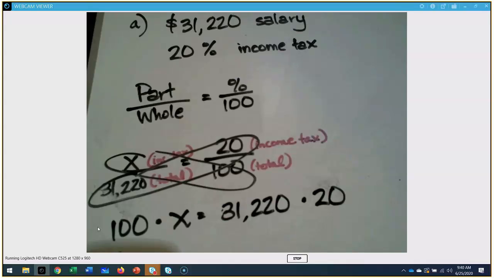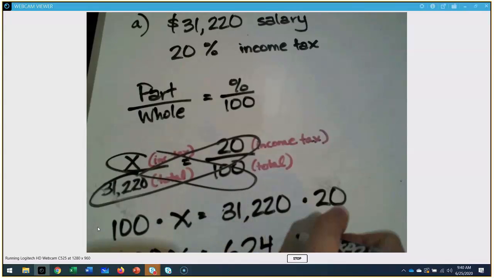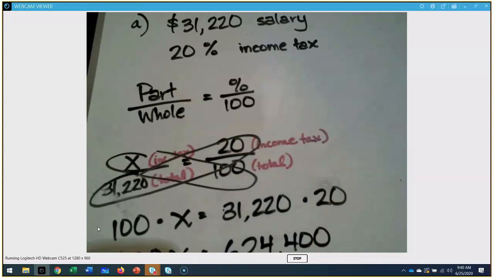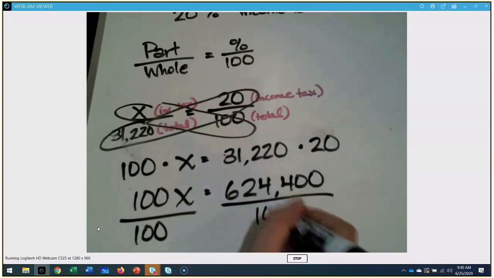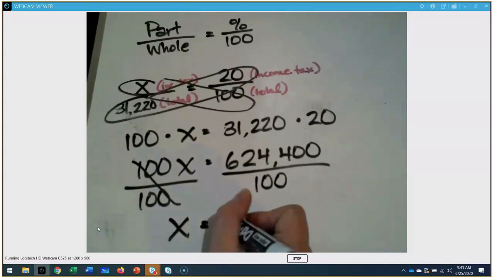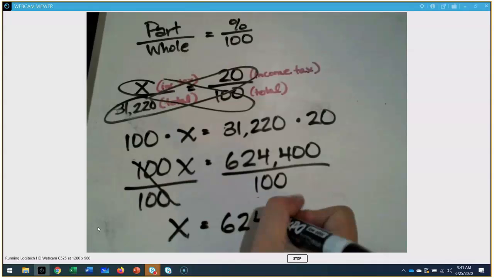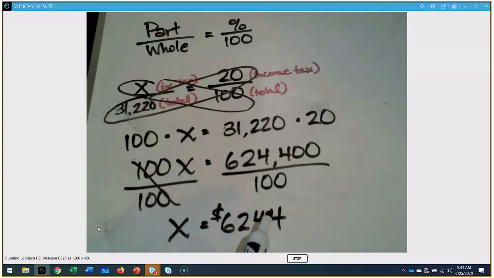It comes out to be 31,220 times 20, which gave me 624,400. And then I need to divide it by 100 because that's what's in front of x. And I got that when I was all done.